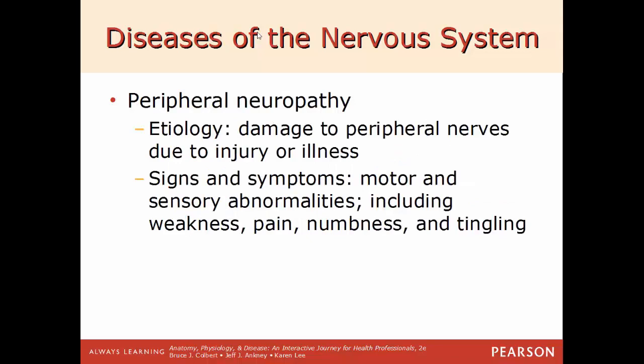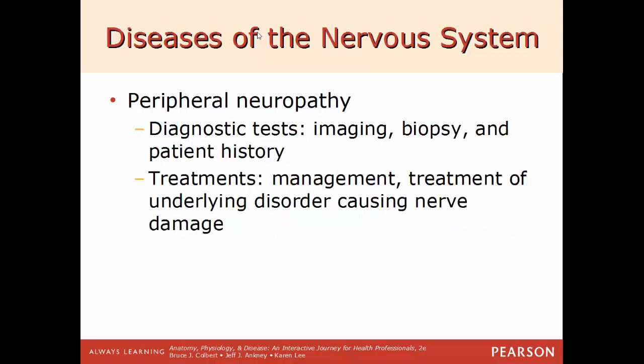Peripheral neuropathy, etiology, this is damage to the peripheral nerves due to either an illness or injury. Signs and symptoms: motor and sensory abnormalities, including weakness or pain or numbness or a tingling feeling. Diagnostic test: imaging, biopsy, patient history. Treatments would include management, treatment of the underlying disorder that's causing the nerve damage.